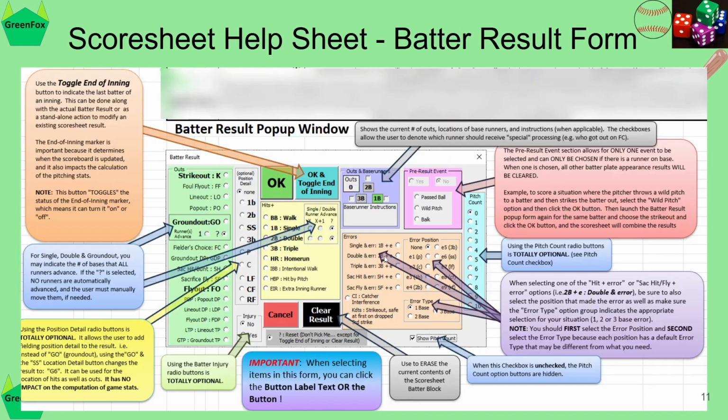Also, I'll mention here, this is the OK and toggle end of inning. GreenFox uses a symbol in the score sheet to indicate who was the last batter of the inning, and that's how you indicate it here.